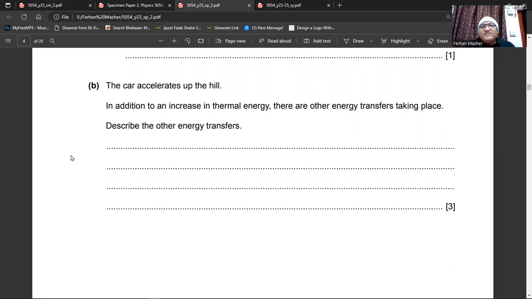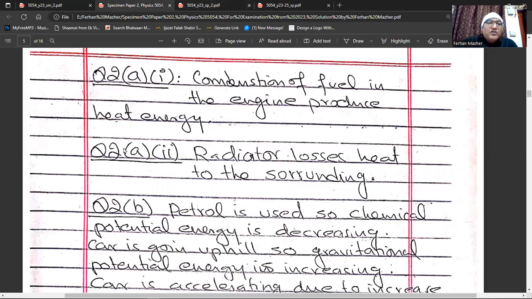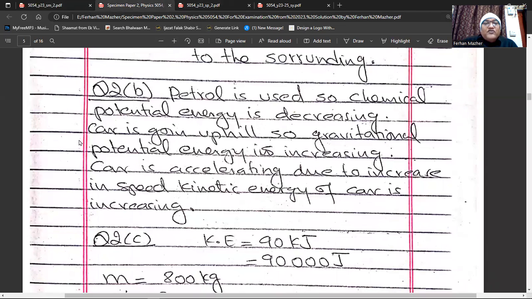So gradually the fuel is decreasing. It means that the chemical potential energy is decreasing. And because the car is accelerating, it is gaining kinetic energy. And another important thing is that the car is going up the hill, so that means that the car is gaining gravitational potential energy. Okay, so I have tried to write the answer.